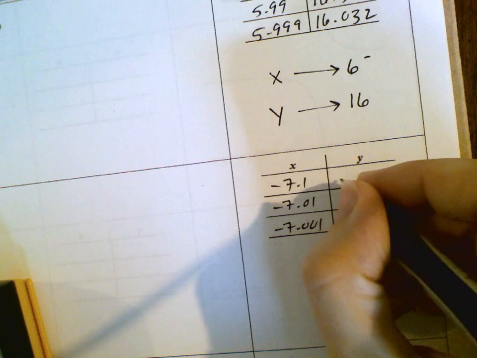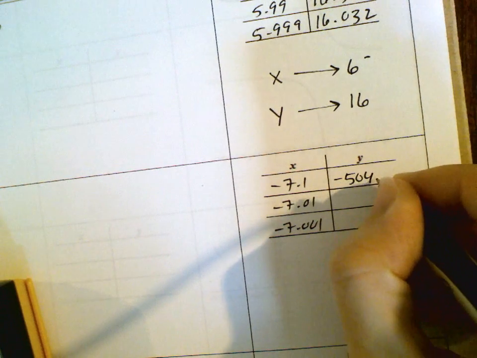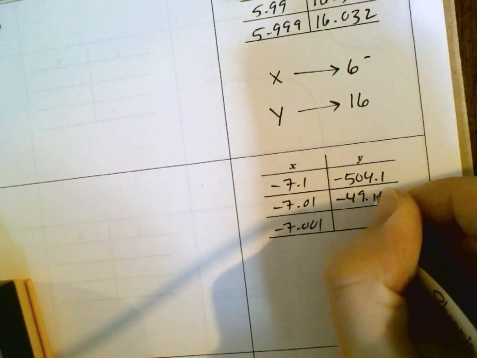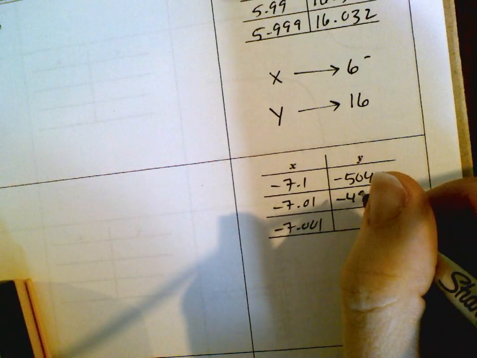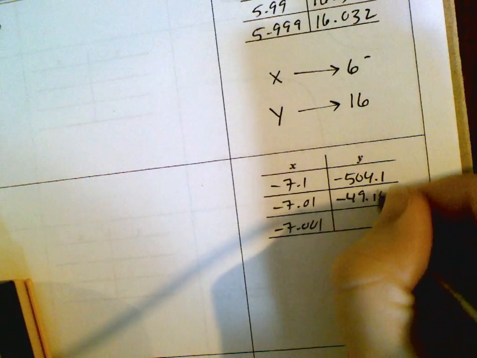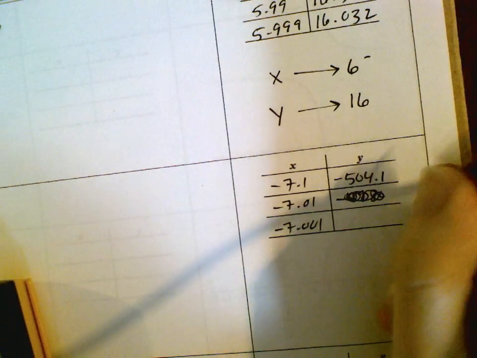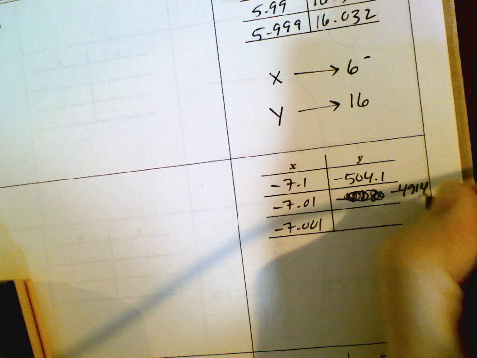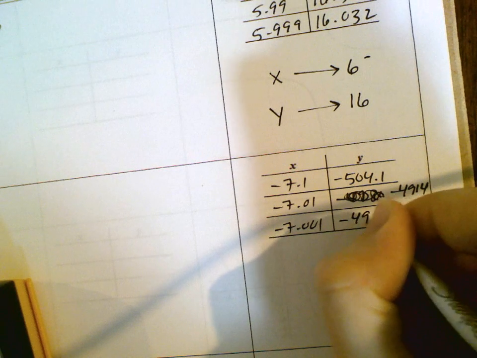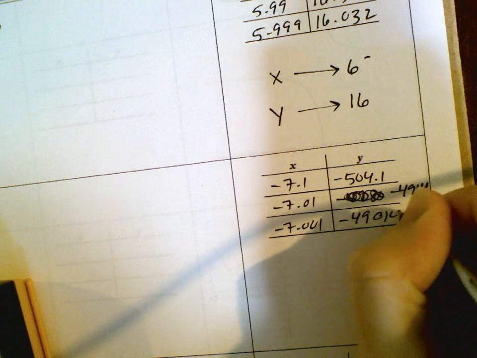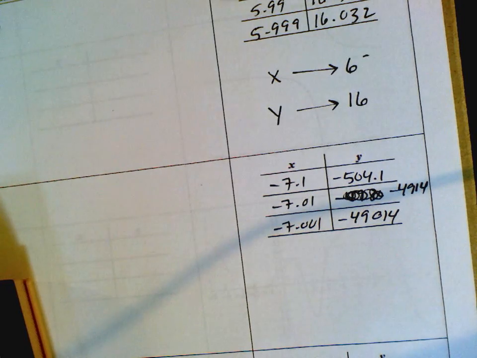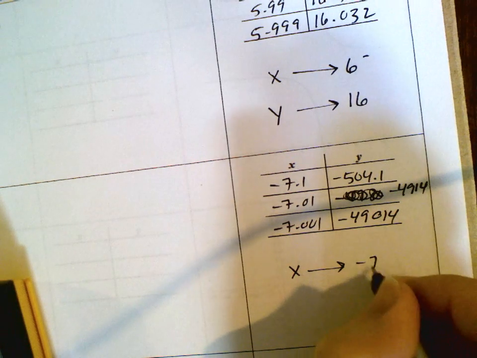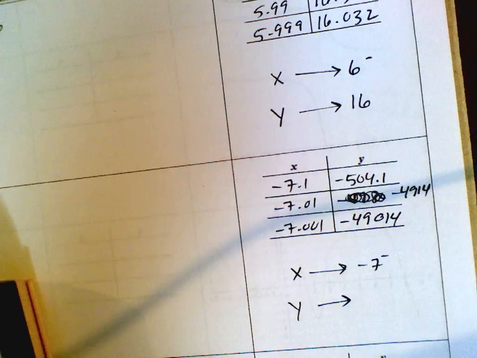All right, and I'm going to record those down, and then we'll talk about what they are telling us. So we've got negative 504.1, negative 49... negative 4,914. My bad, sorry, guys, I was thinking of something else while I was writing. Okay, negative 49,014.